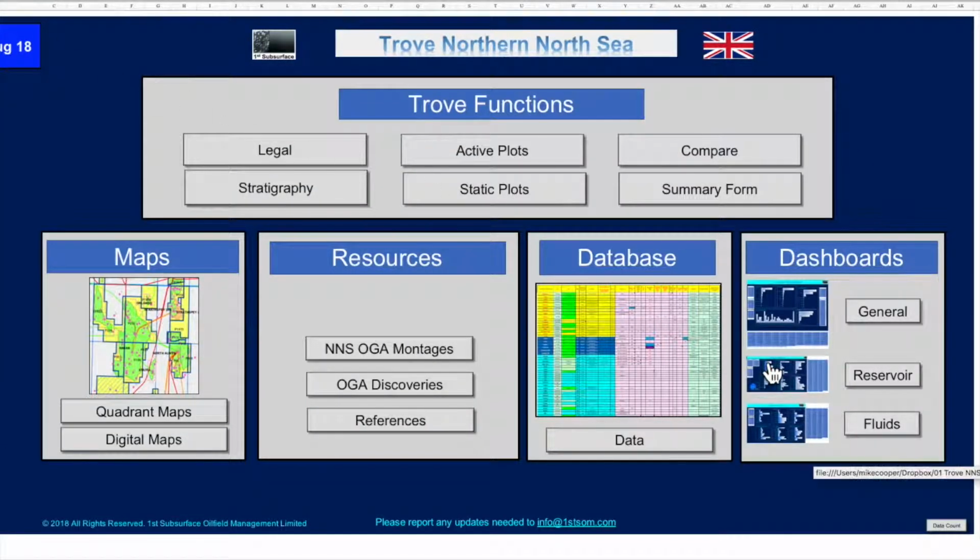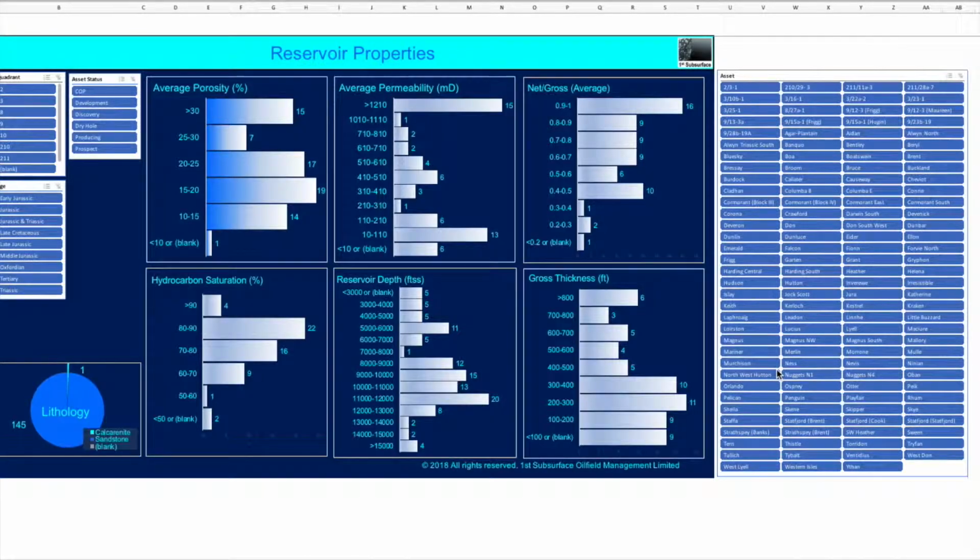We've also got a dashboard to look at the reservoir properties, so porosity, permeability, average net to gross, gross thickness, reservoir depth distribution, quite interesting, really kind of showing you that there's the tertiary fields here, and then you've got the deeper Mesozoic, many Jurassic fields deeper down, and this low here, this bimodal distribution, is because much of the Cretaceous is not productive in the northern North Sea. So that's for the reservoir properties.